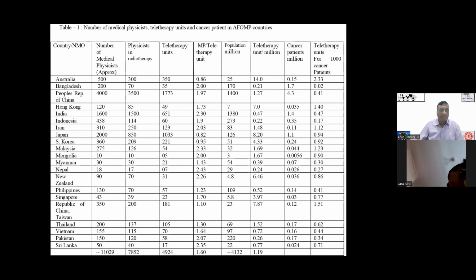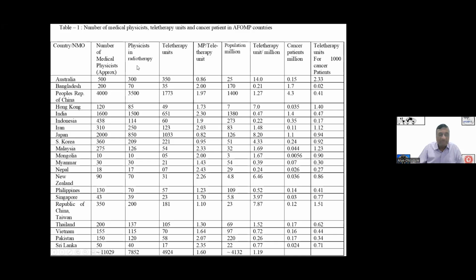Just some idea about the AFOMP region also. If you look at teletherapy machines per million population, Australia has 14, but Bangladesh has 0.21 teletherapy units per million population. India has 0.47. So we have to go a long way for the addition of these facilities.